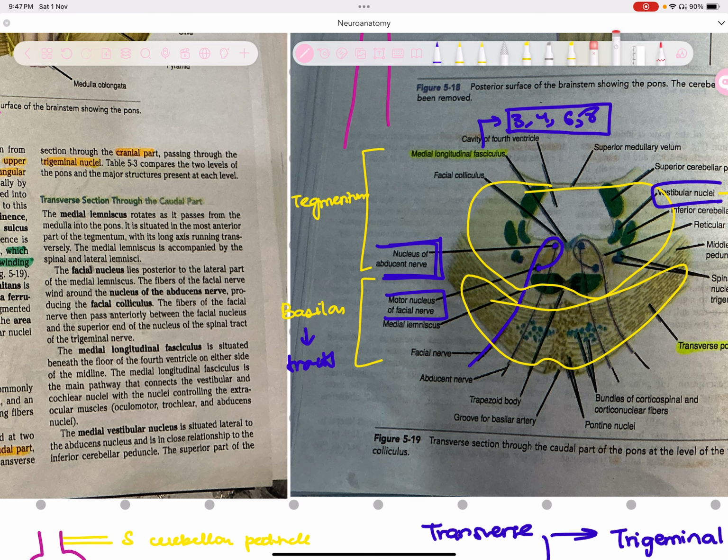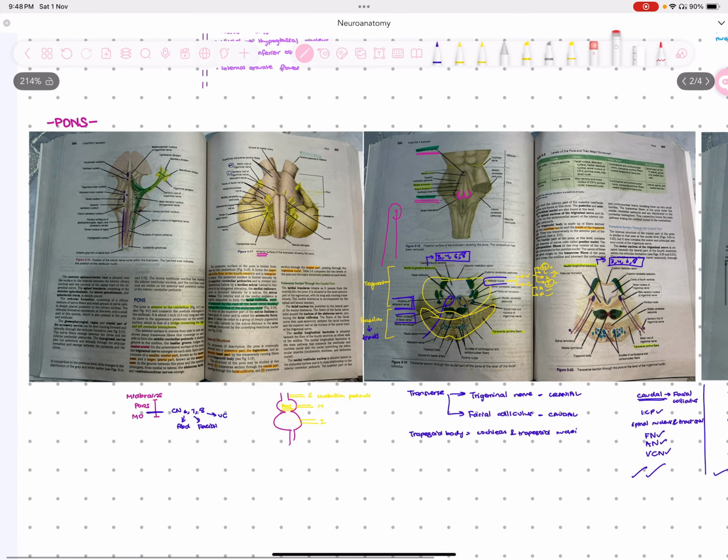And then the medial longitudinal fasciculus is situated beneath. Actually, these are all positions, so I don't think you need to read all of that, but I felt the need to read it. Then trapezoid body is made up of cochlear nuclei and the nuclei of the trapezoid. That's it. I think there's nothing more that you need to read from the theory.